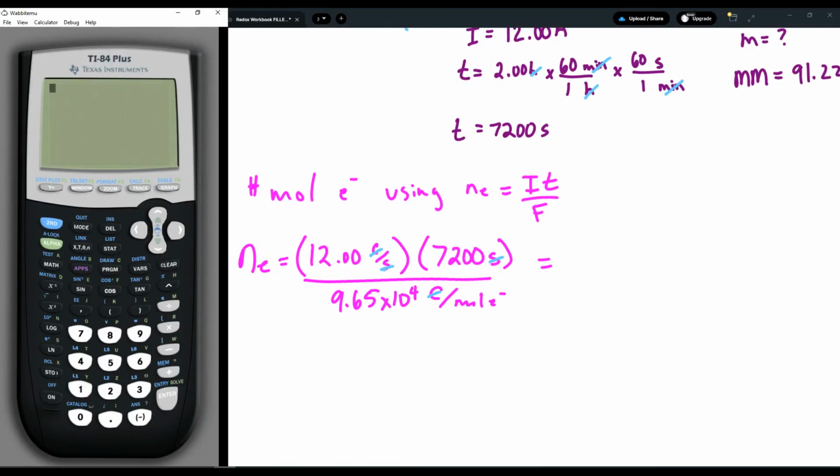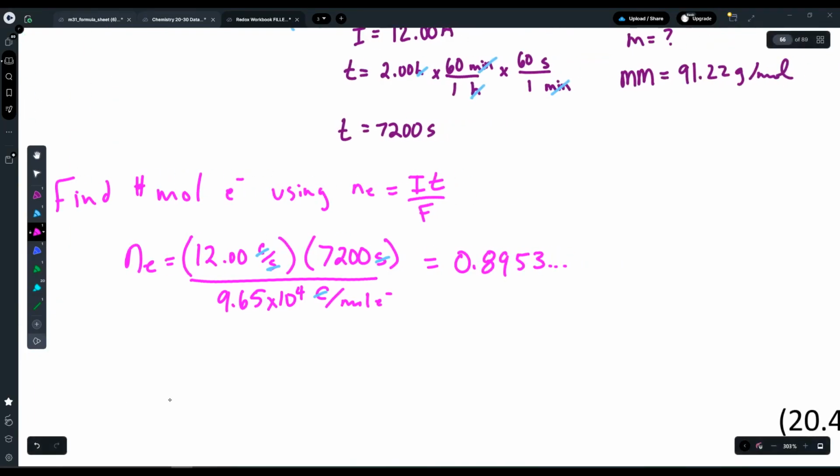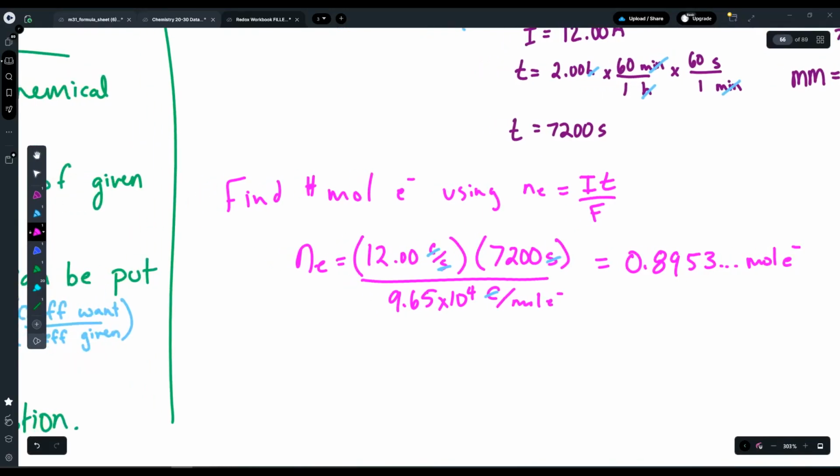So I'm going to take 12 times 7,200 and then divide by 9.65 and then second function log to get that 10 to the power of 4, hit the right arrow to get out of the exponent, close the bracket, hit enter, and we get 0.8953, goes on forever. So that's our moles of electrons. Okay, so that's step 2 done.